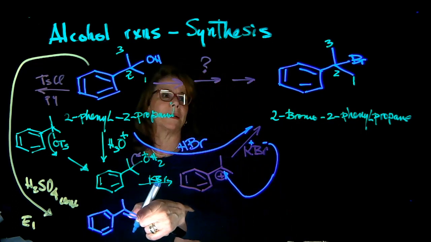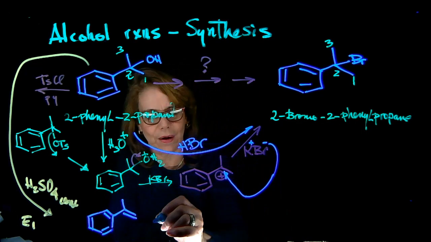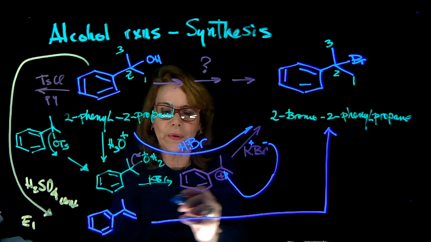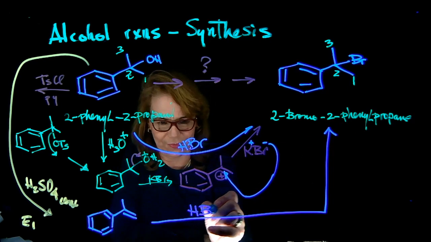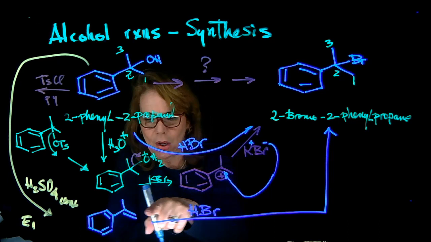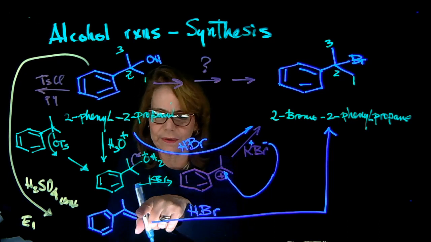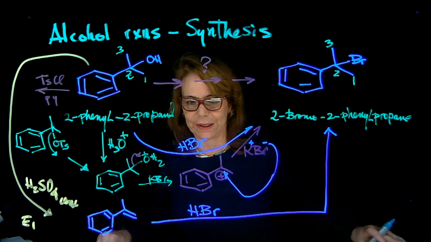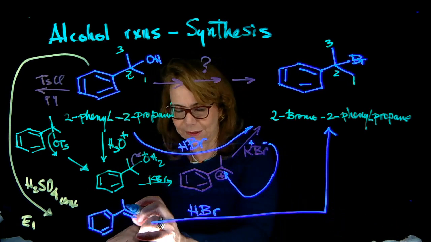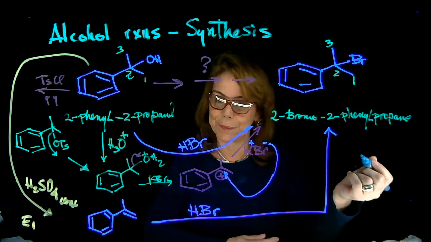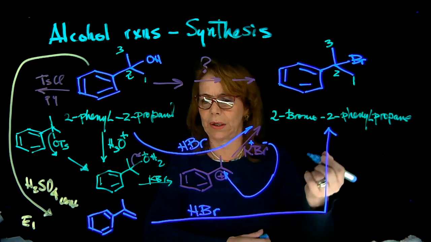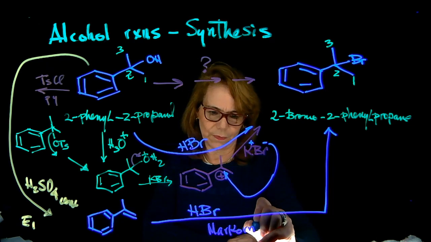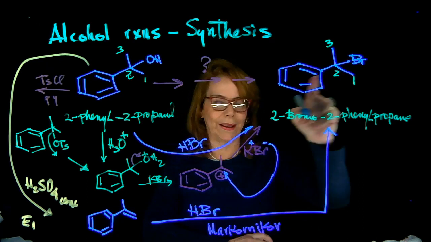Now, once you have that alkene, you can use a different reagent to get here. Notice that you can now use HBr, hydrobromic acid, with Markovnikov regioselectivity, meaning that H is going to be added at the least substituted carbon, and then bromine here. Remember that this happens that way because you will get the more stable carbocation. So this is Markovnikov, and that way you will get the same alkyl halide.